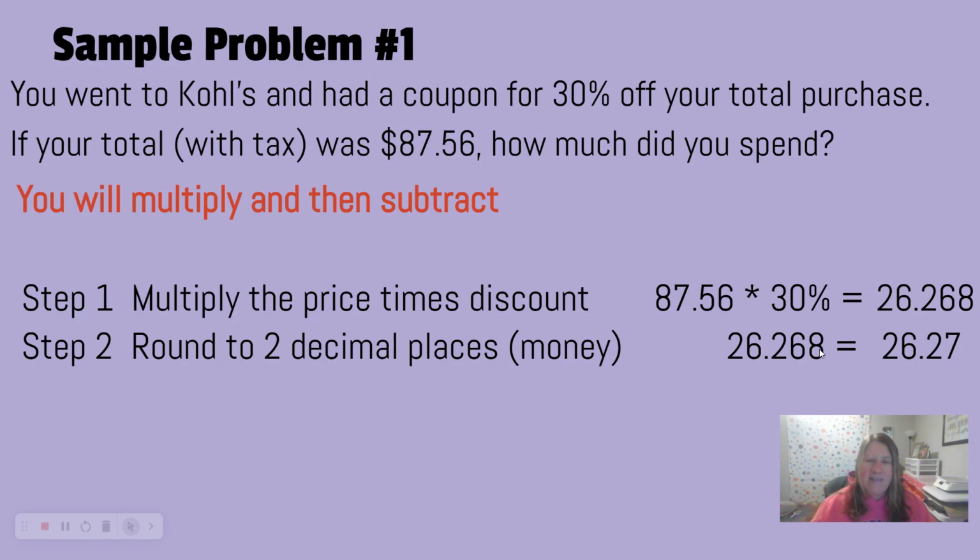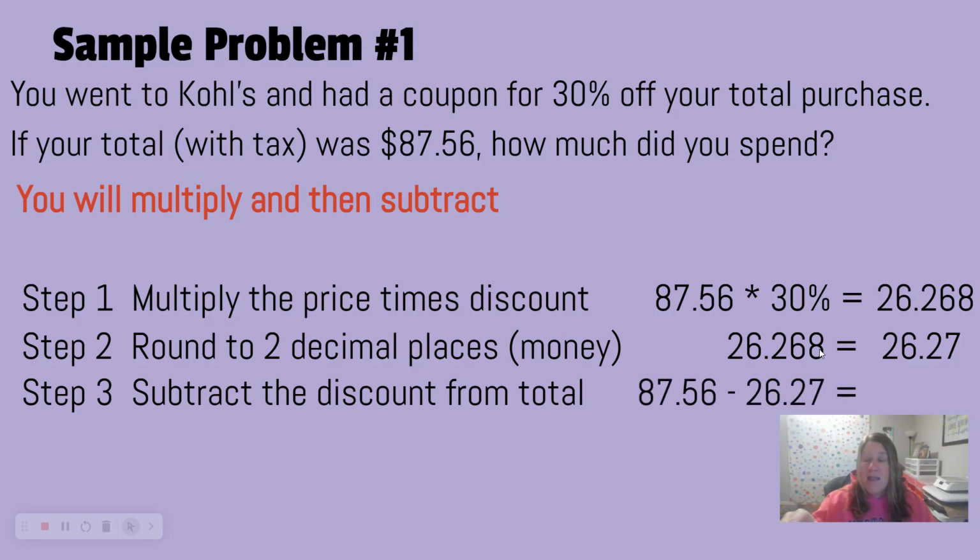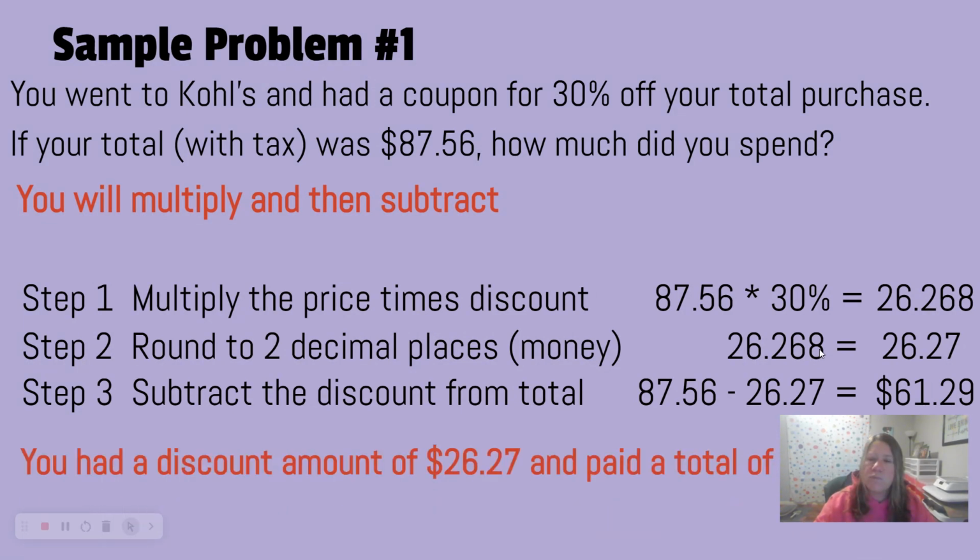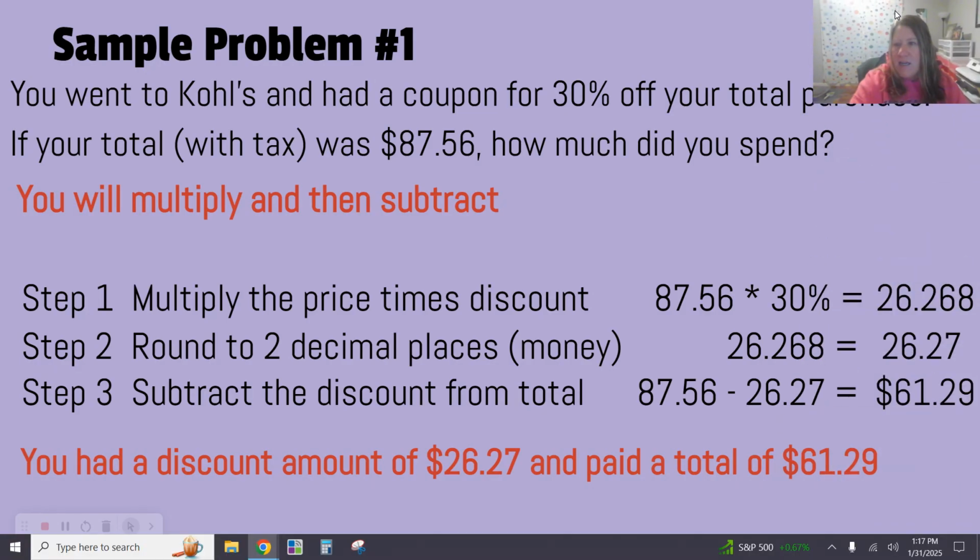So I'm going to take the $87.56 and I'm going to subtract the $26.27, and I paid $61.29. Again, these are just like what you have been doing, but you are subtracting instead of adding. Same idea, just one slight difference. So you had a discount amount of $26.27 and you paid a total of $61.29. We'll do another one.